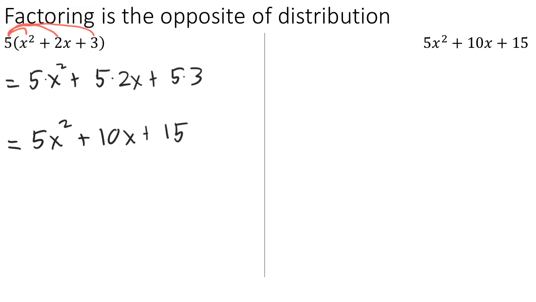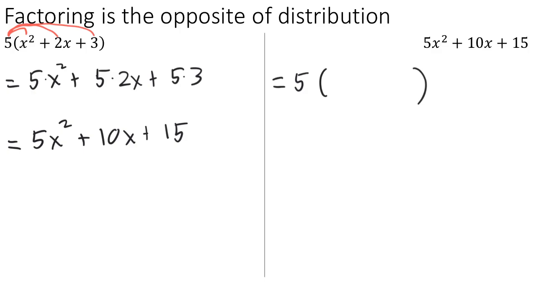Notice that the terms on the right-hand side here all have something in common. They're each divisible by 5. 5x squared is divisible by 5, 10x is divisible by 5, and 15 is divisible by 5. That gives us a clue that a 5 is something that we'll be able to factor out here. So when we rewrite our expression, we're going to have a 5 on the outside of the parentheses, and some other expression left over inside the parentheses. The question is, how do you figure out what terms are left over inside?